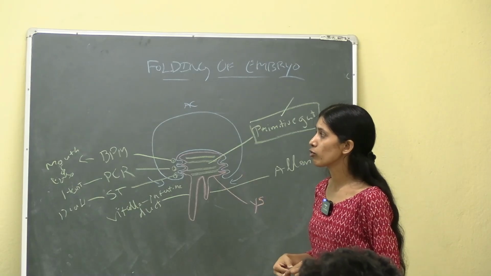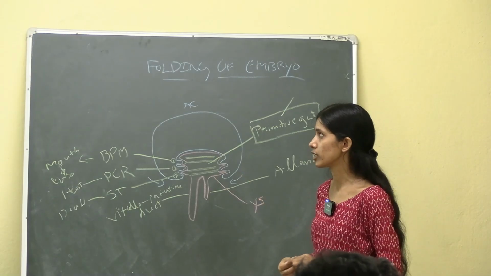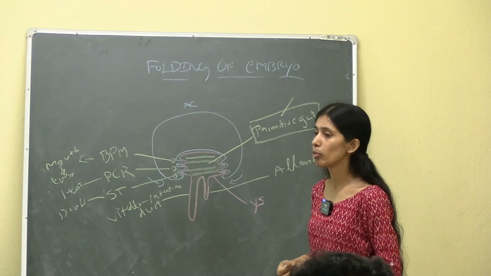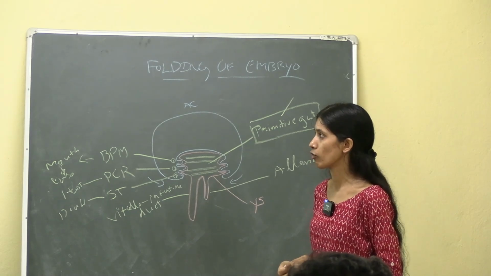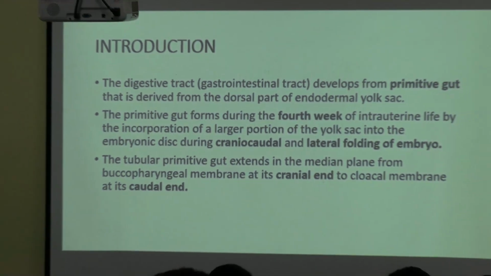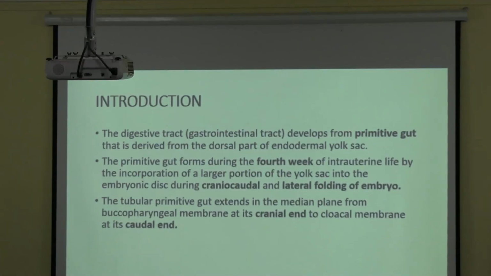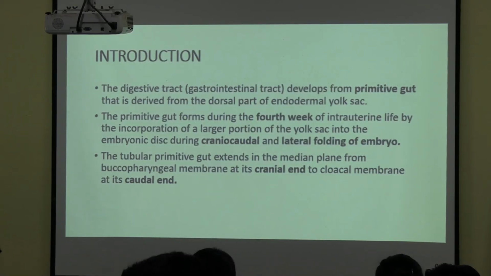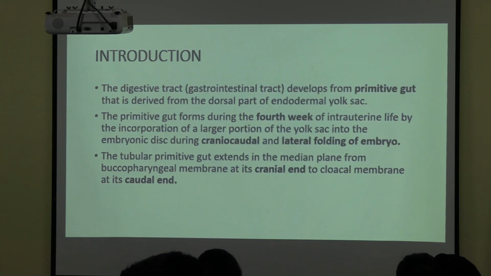The primitive gut forms during the 4th week of the intrauterine life by the incorporation of a large portion of the yolk sac into the embryonic disc during the craniocaudal and lateral folding of the embryo. The tubular primitive gut extends in the median plane from the buccopharyngeal membrane at its cranial end to a cloacal membrane at its caudal end. I have explained all those points. Okay. So now we have finally got the primitive gut.